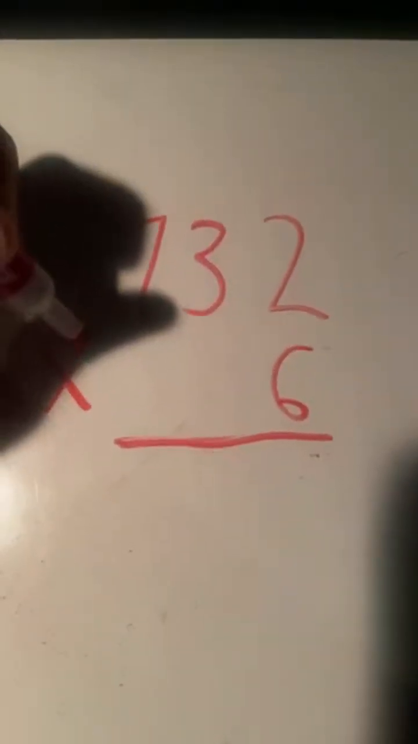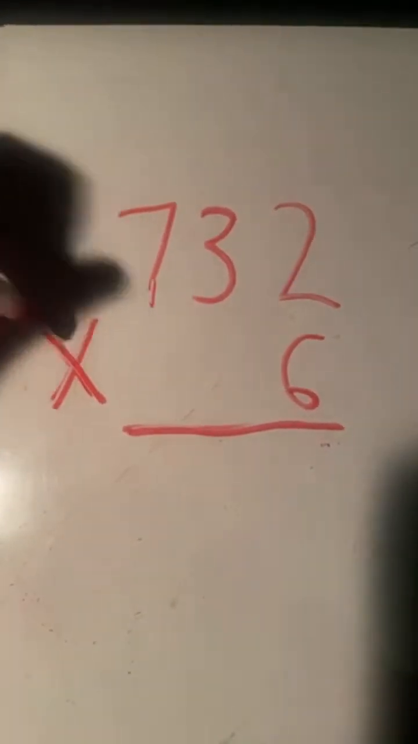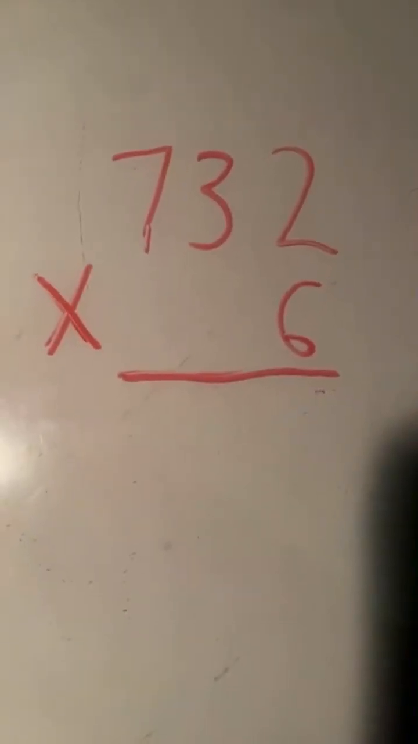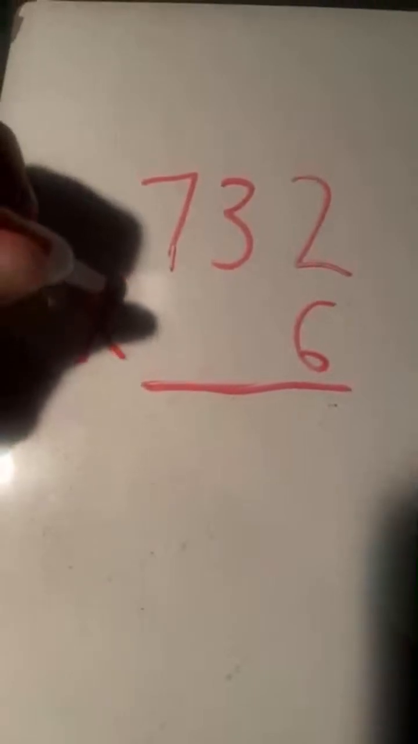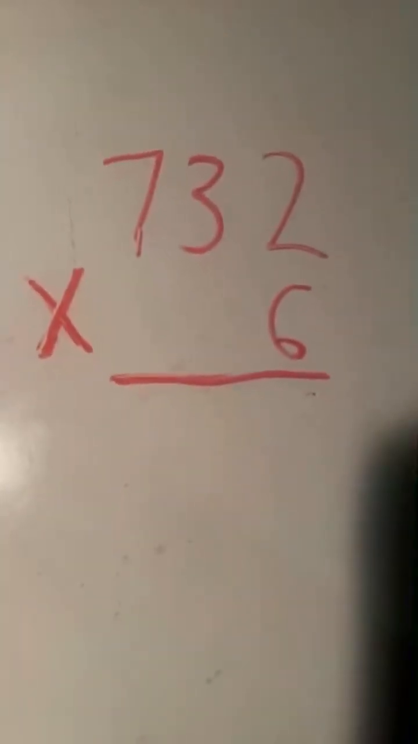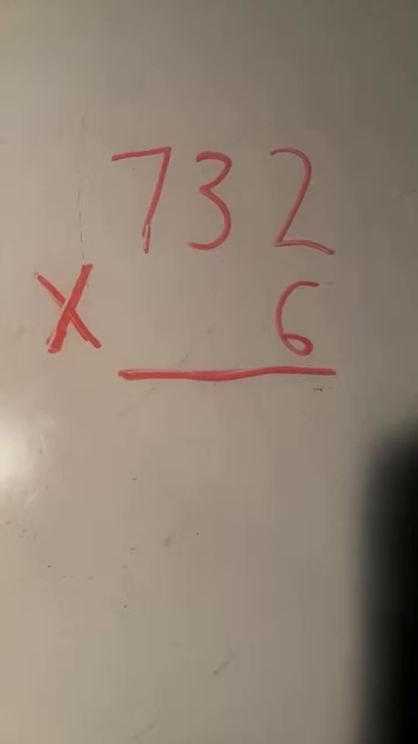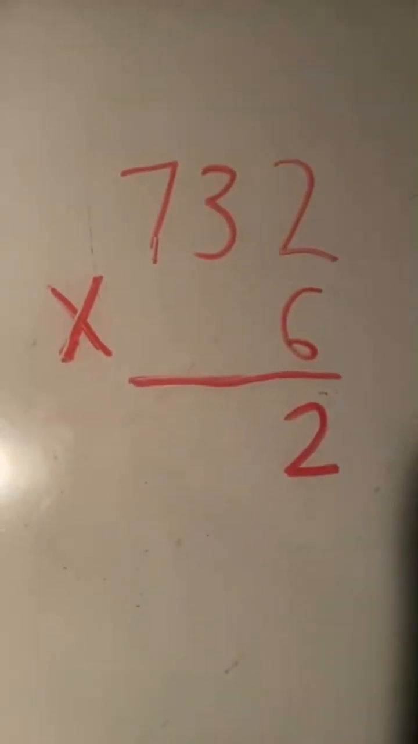All right, 732 times 6. That's our next problem. Example number 3. All right, so we are starting in the ones place. 2 times 6 equals 12. We regroup because our product is more than 10, so the 2 in 12 goes in the ones place. The 1 gets carried over to the tens place.